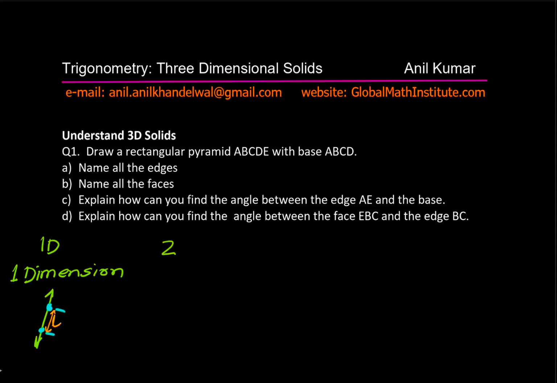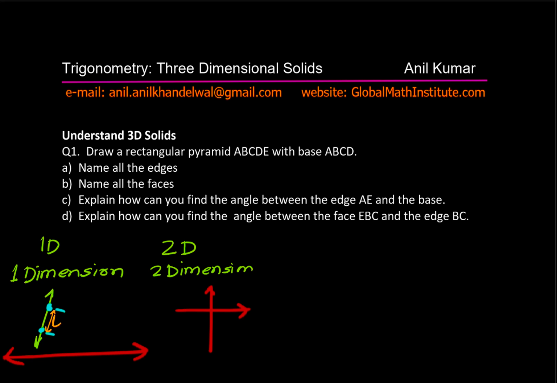Now, when we say 2D, in that case, we are talking about two dimensions. Now, when I say two dimensions, how do I represent that? Two dimensions are normally represented in the form of a coordinate plane. Now, one dimension is represented on a number line, right? For two dimensions, we have a coordinate plane in which we can represent two dimensions.